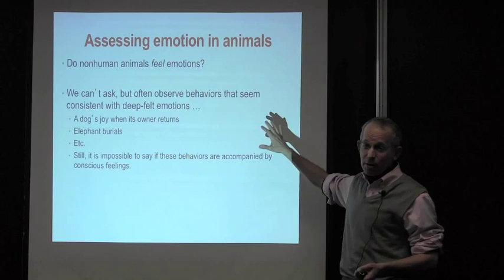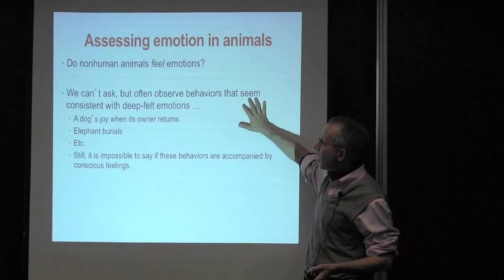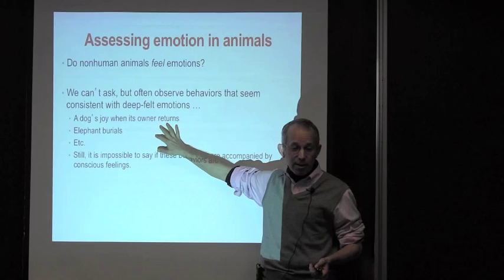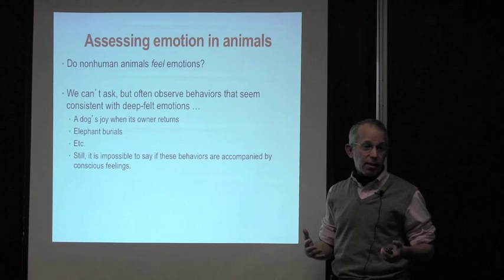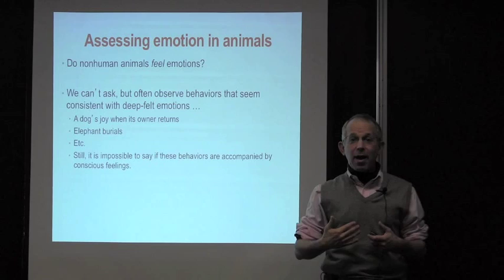This also comes up in terms of animal rights protesters. So we can't ask, but we can observe that it's often seen that a dog seems to be joyous when its owner returns. An elephant can seem sad at a burial, and so on and so forth. So we see animals with observable behaviors that mimic what we think of as emotional responses to situations that are analogous to how we might respond if we anthropomorphically put ourselves in their feet or hooves.